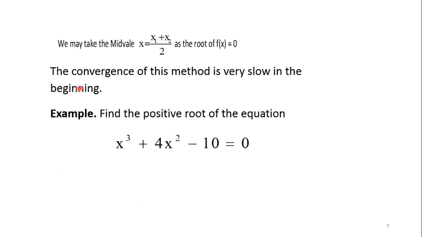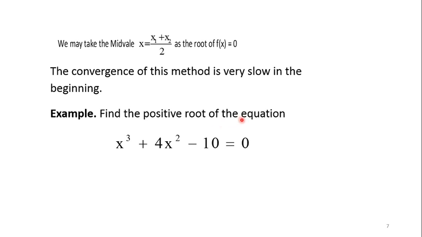So we may take the middle value x = (x1 + x2)/2 as the root of f(x) = 0. The convergence of this method is very slow in the beginning. That is, we will get the answer very slowly at the beginning. So let us understand this method by the following example.